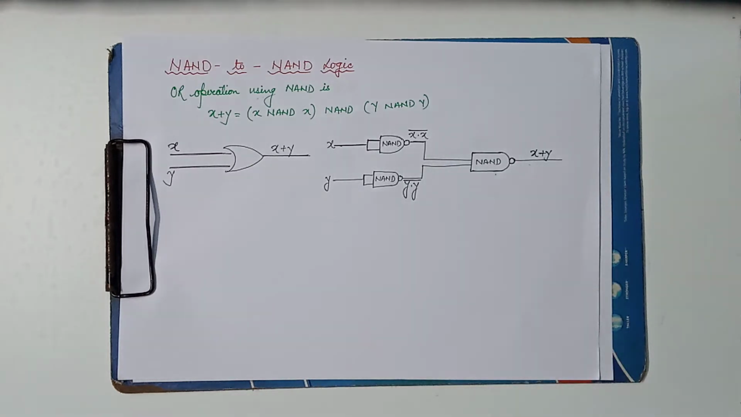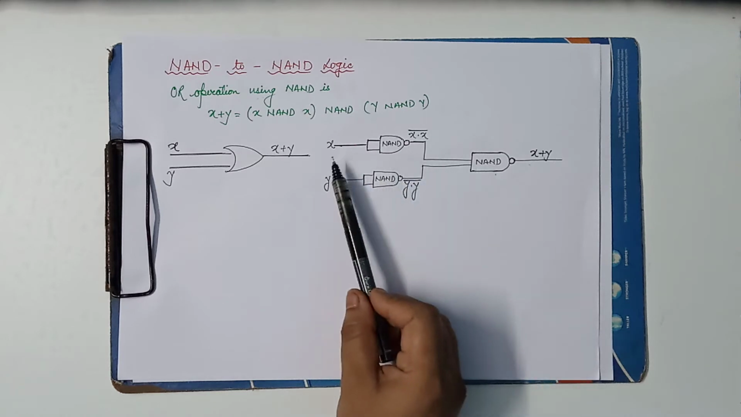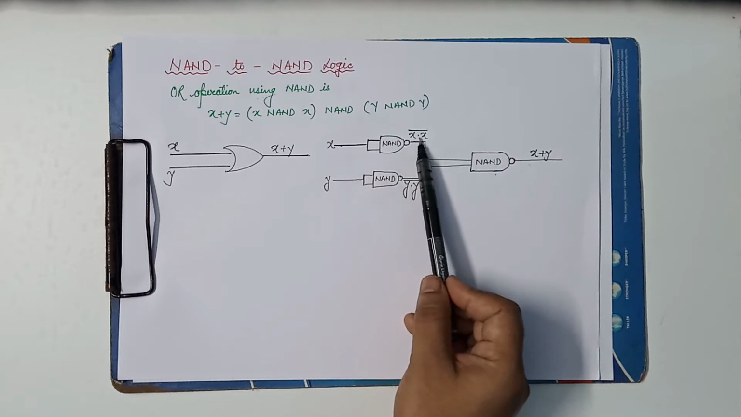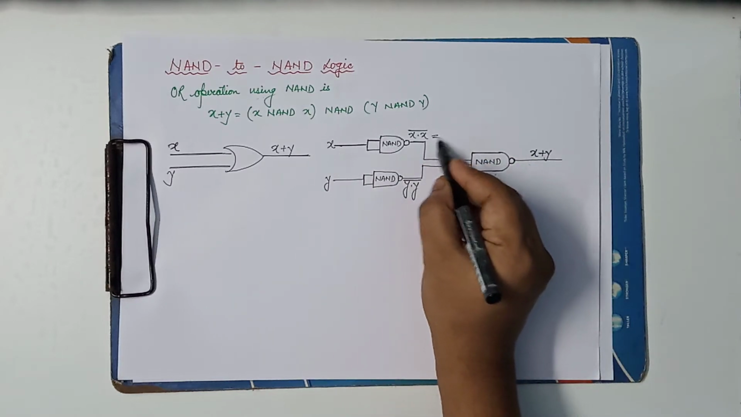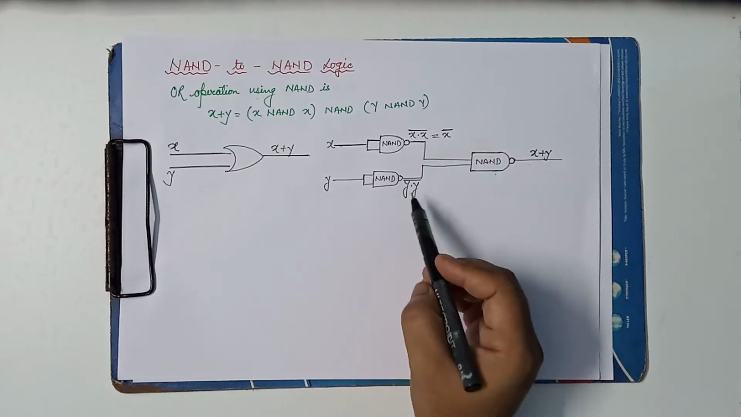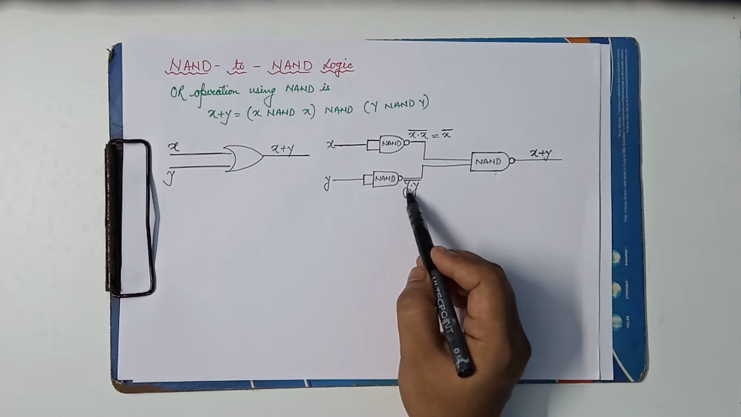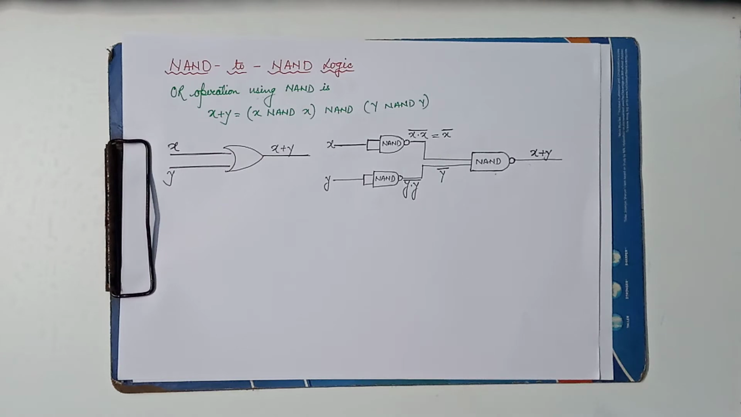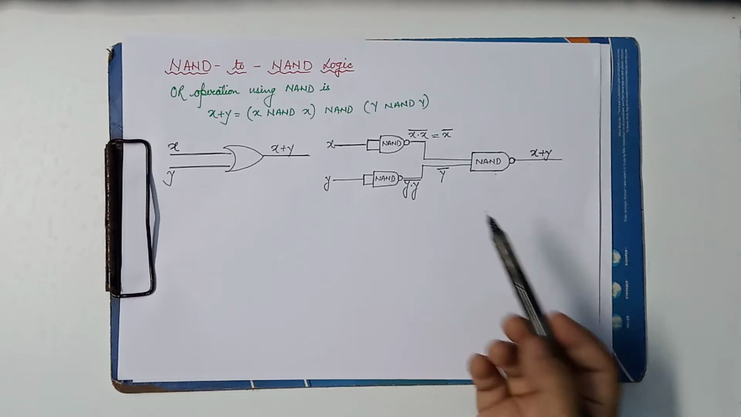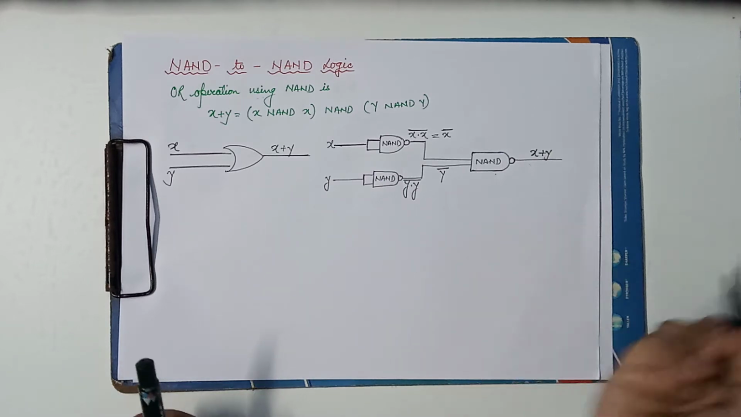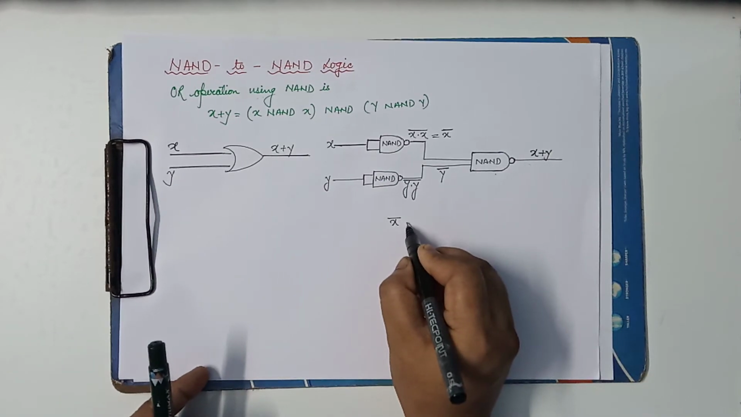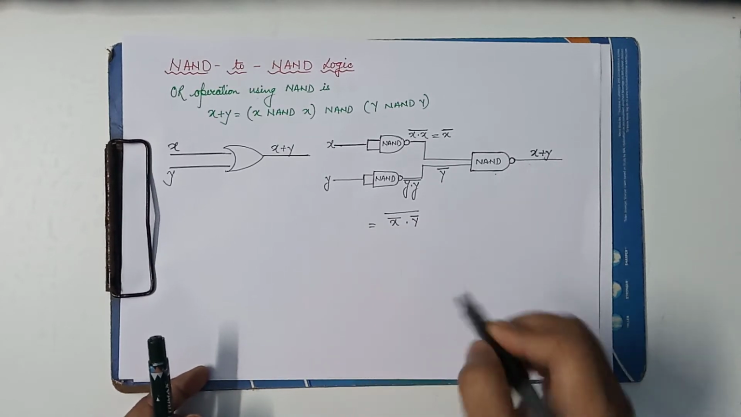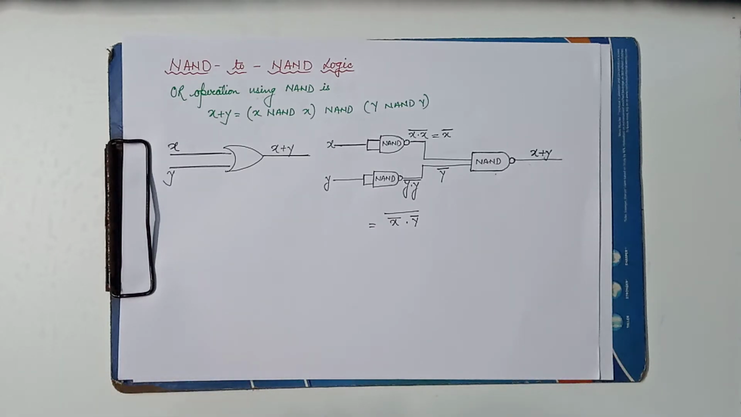Let's see. The first one is behaving like the NOT gate only. Here we have passed x, so we have got x into x bar, that means we have got x bar. In the second one we have passed y, so we have got y into y bar, so here also we have got y bar. Now it is about to pass through the next NAND gate. So x bar into y bar, since it's an AND gate, there will be a double complement. Now, by the process of De Morgan's law, what does it say?